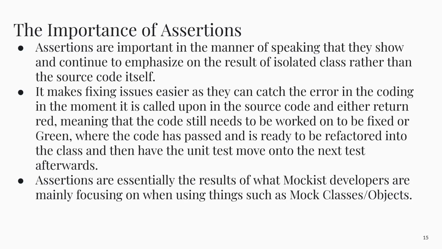Finally, I would like to highlight the importance of assertions. Assertions are important in that they show and continue to emphasize the result of the isolated class rather than the source code itself, which means this makes fixing non-functional code easier, as they can catch the error in the moment that it is called upon in the source code, and can either return red, which means the code still needs to be worked on, as proven in test-driven development, or green, where the code has passed and is ready to be refactored into the class, and then have the next unit test move on to the next unit afterwards.